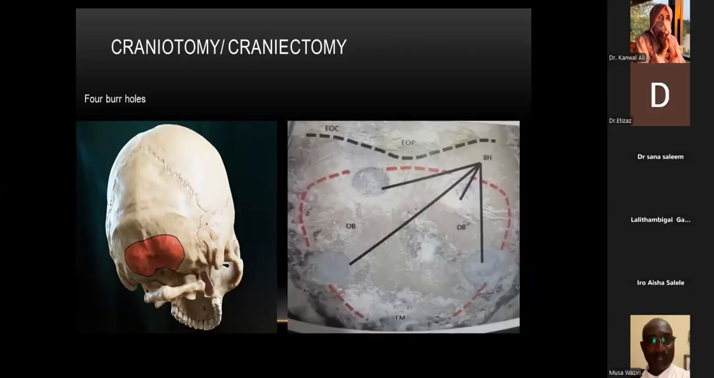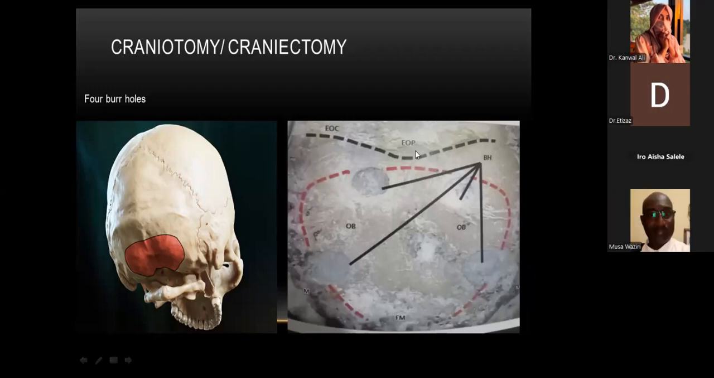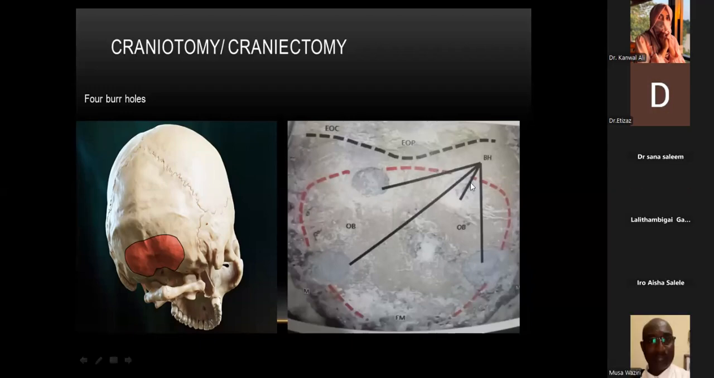I said that we usually place four burr holes, two at the top and two at the lower level. The top two burr holes are 1.5 centimeter lateral to the midline, and just below the transverse sinus. The lower burr holes are 3 to 3.5 centimeter below the above burr holes and 1 to 1.5 centimeter lateral.